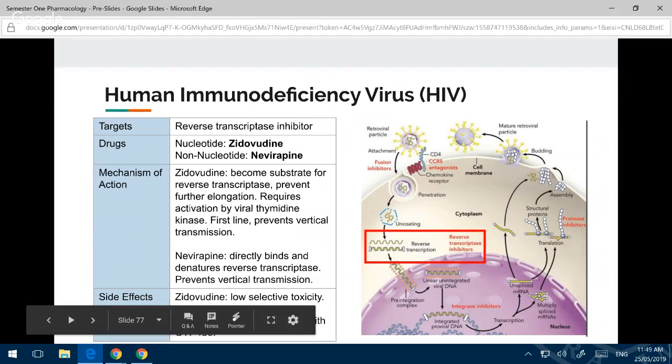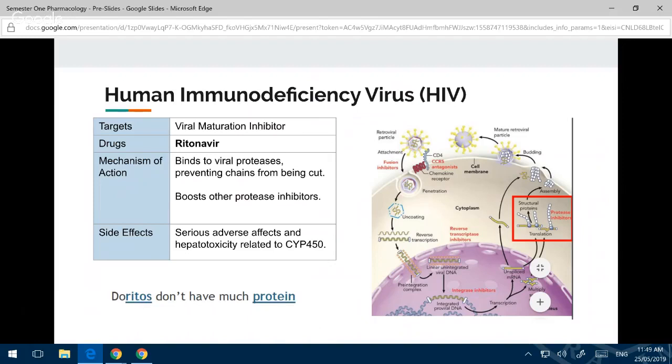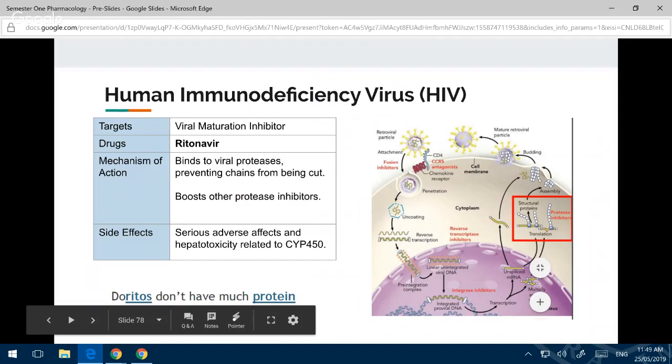So zidovudine has low selective toxicity and nevirapine can elicit serious side effects with drug interactions with that important CYP450 liver enzyme. Targeting the protease component over here is ritonavir, which binds to viral protease and boosts other protease inhibitors. Again, the same hepatotoxic side effects. Think of this as focusing on viral proteases, etc.